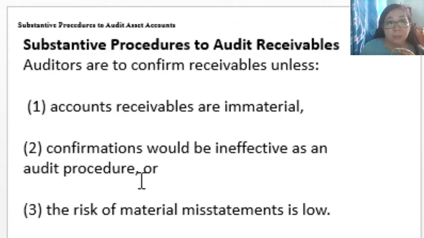Another is if confirmation would be ineffective. If the auditor, based on his professional judgment, thinks that performing confirmation would be ineffective, then he will not do it. Or if the risk of material misstatement is low, which is the same as the amount being immaterial. In this case, if the assessed level of material misstatement is low, the auditor can have less audit evidence to support his opinion.